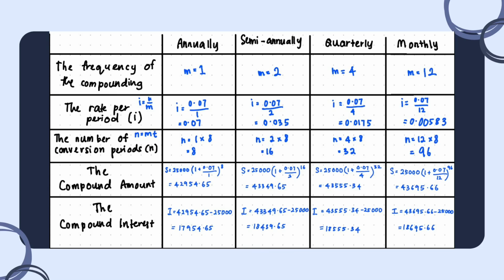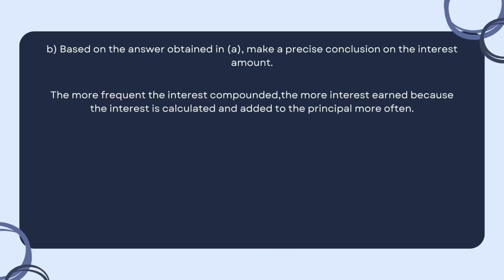Next, question B. Based on the answer obtained in A, make a precise conclusion on the interest amount. The conclusion is the more frequent the interest is compounded, the more interest earned, because the interest is calculated and added to the principal more often.